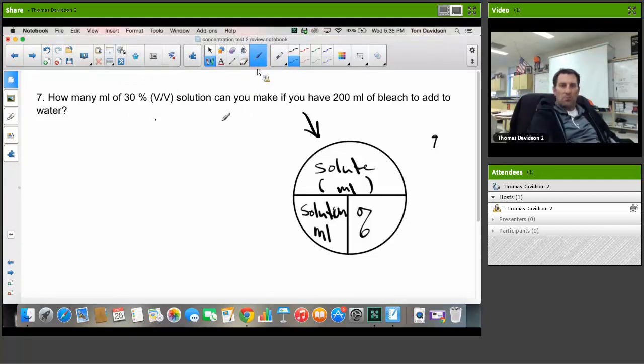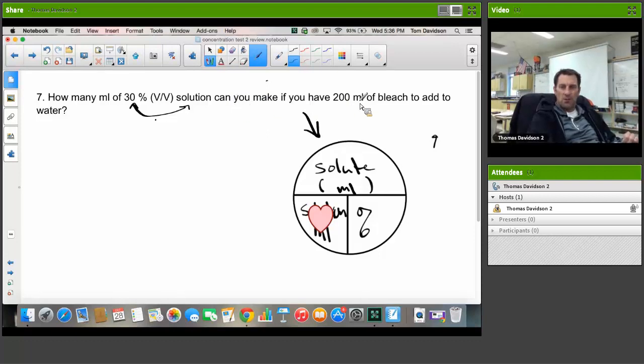What we will do now is read the problem. How many milliliters of 30% solution? So it's asking for the solution. So let's cover up what we're asked for. We'll use a heart again. We are asked for the solution, so we're going to cover this up. And then we're left with solute in milliliters divided by percent.